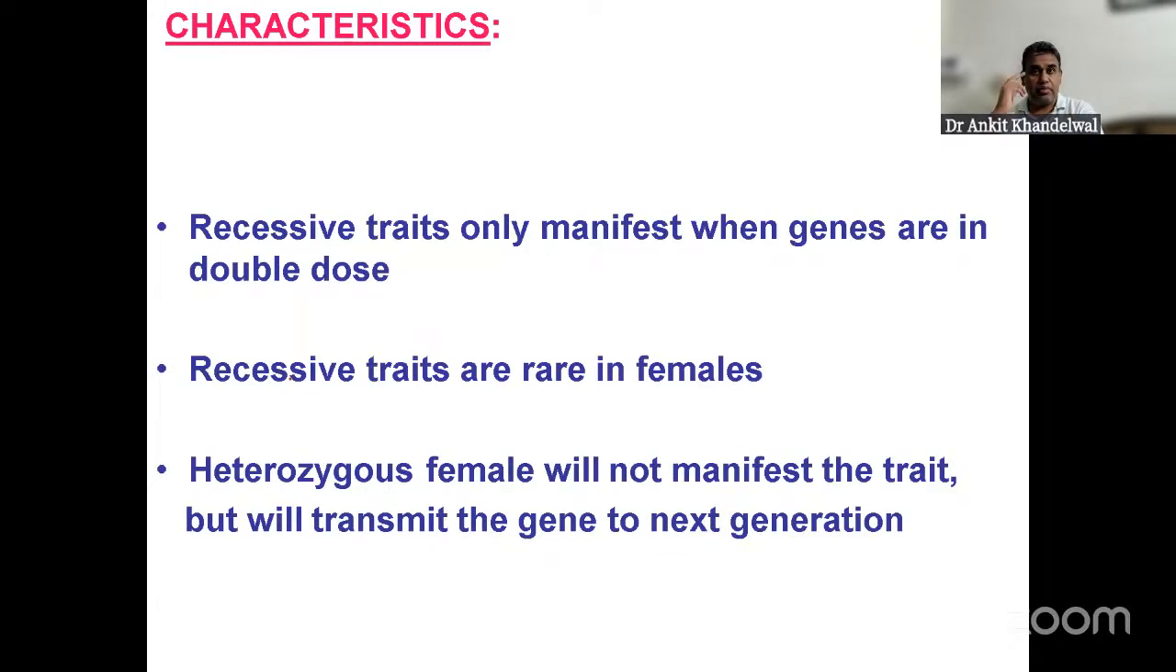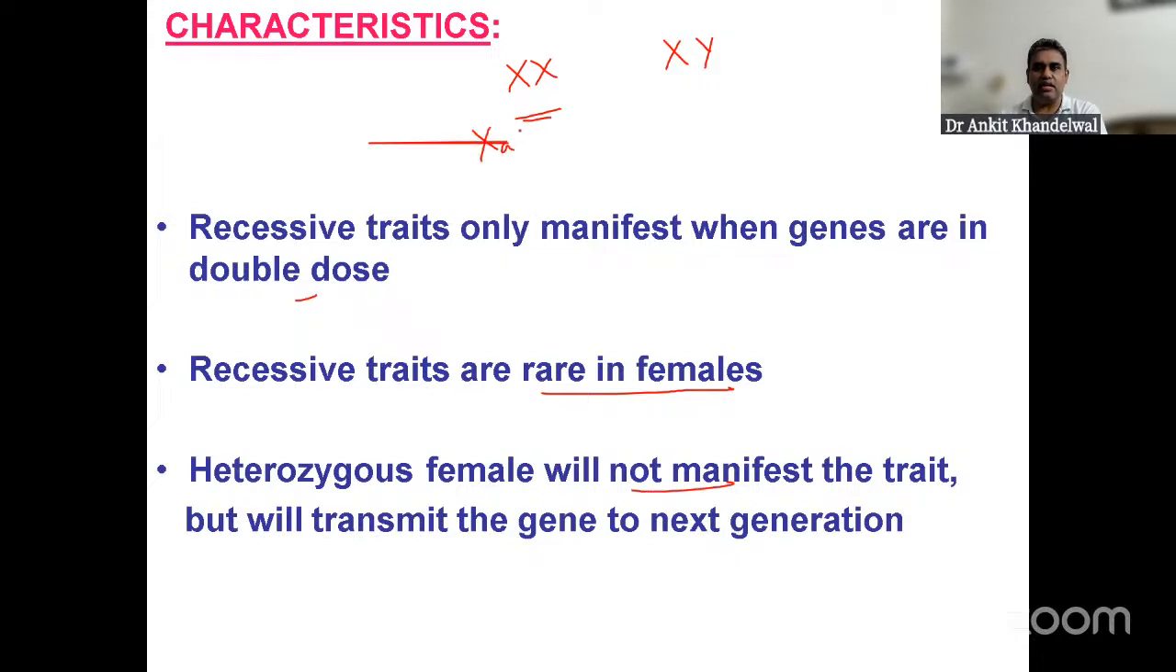Now here comes the concept part. Recessive traits only manifest when genes are in double dose, as I said. XX, remember female, XY, remember male. And understand X-linked recessive. So recessive traits only manifest when genes are in double dose, right? Recessive traits are rare in females, obviously understood. Heterozygous female will not manifest the trait.